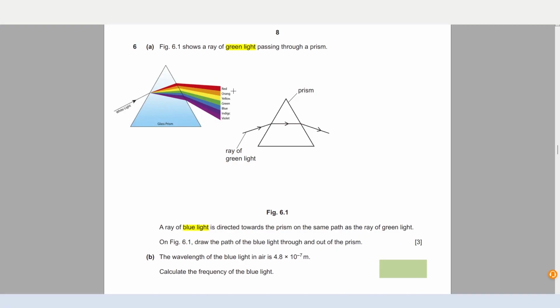You might have to learn the names as well for the light spectrum. And the rule is whenever you go down through the spectrum, the lines are going to get away from the normal. So here we can draw a ray of light which is going to be blue. It takes the same path as the green light. However, it's going to be away from the normal.